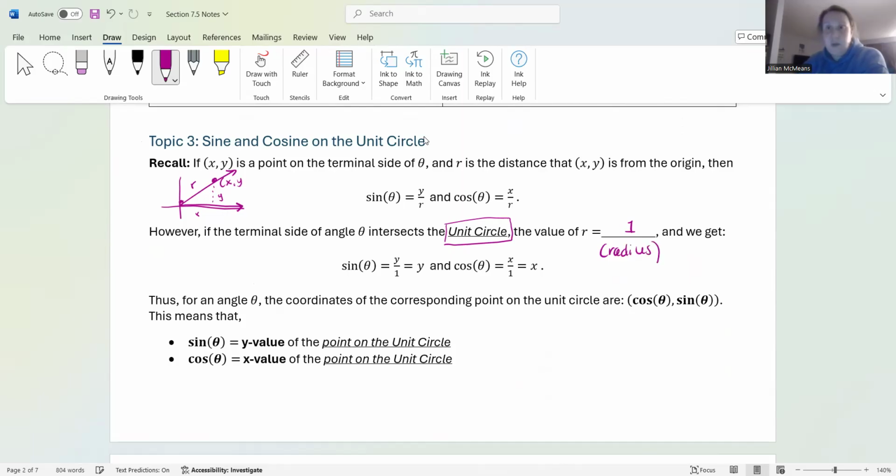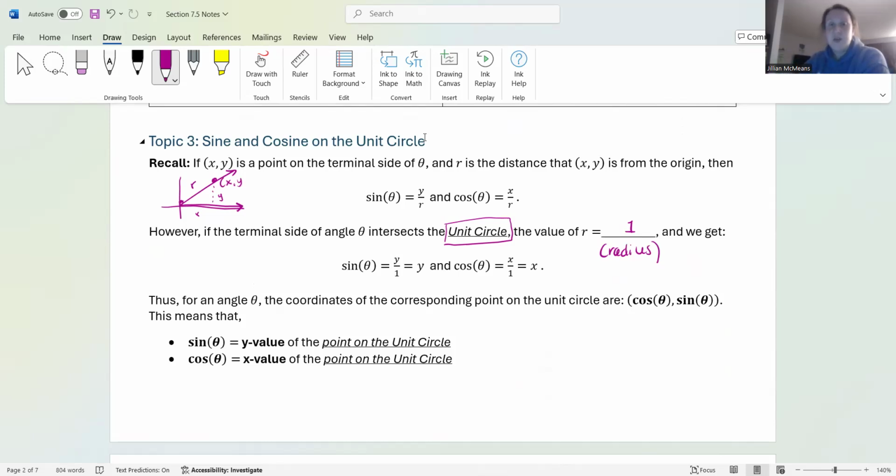So all this time we've been dancing around the fact that r is the radius. We just weren't technically drawing a circle. Now we're like, hey, we've drawn a circle. It's centered at the origin. It has a radius of 1. No matter what angle you draw, the terminal side is going to intersect our unit circle, and the distance from the origin to whatever point you intersect the unit circle at is going to have a distance of r, okay, which is 1.